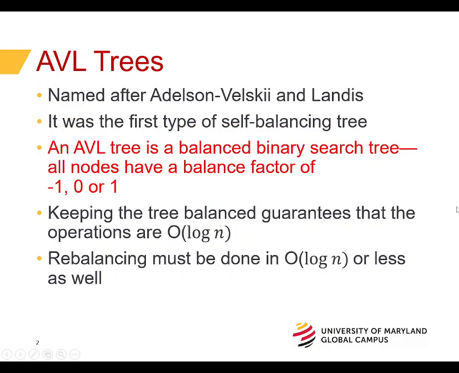An AVL tree is a balanced binary search tree, which means that all nodes have a balance factor of -1, 0, or 1. Keeping the tree balanced guarantees that all the operations execute in logarithmic time, because the length of the branches are logarithmically related to the number of nodes. It is also important to ensure that the rebalancing operations are done in logarithmic time or less as well.